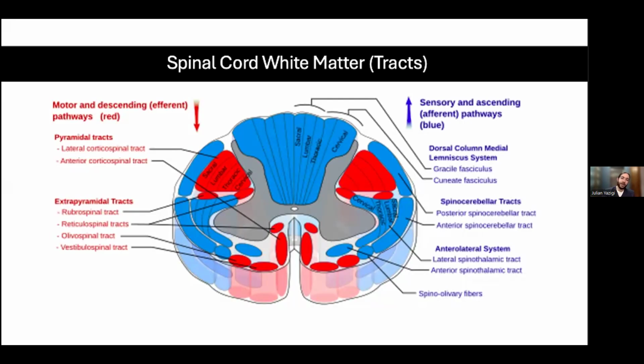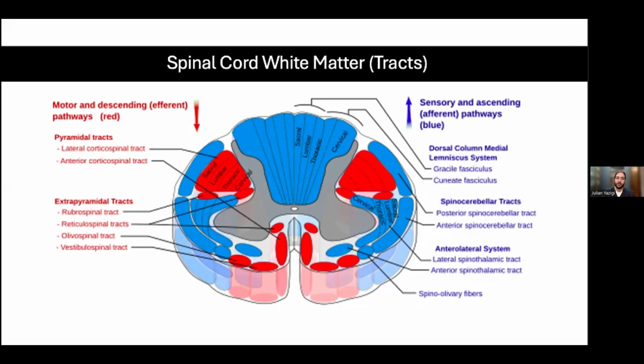Ascending and descending pathways do not operate in isolation. Instead, they interact with the spinal gray matter, where sensory input converges and motor output is shaped through the same interneurons and inhibitory or excitatory circuits.